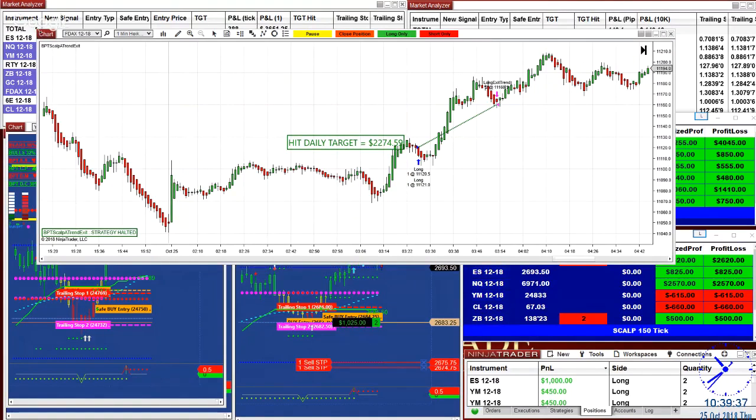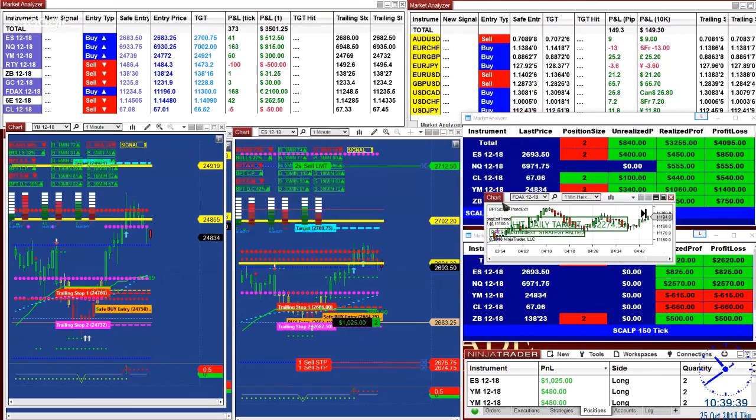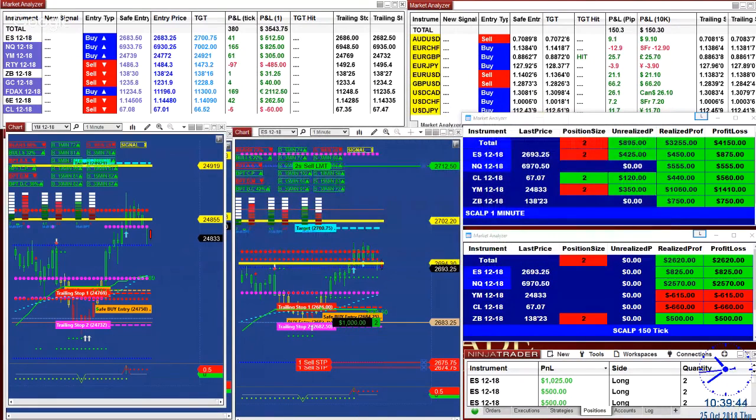So that's what is on the DAX. I like the 1 minute because it's a cheaper trade and it is very consistent. So there is no new signal right now.